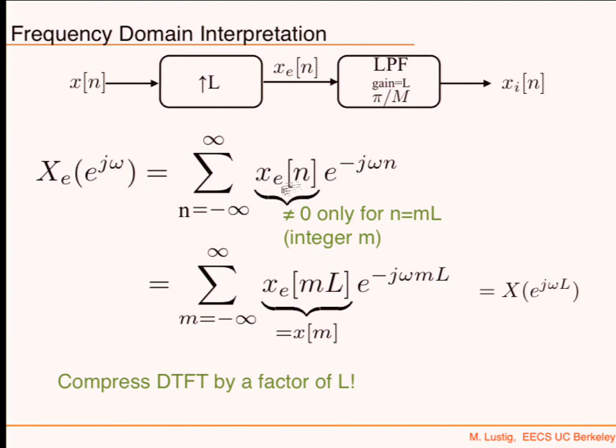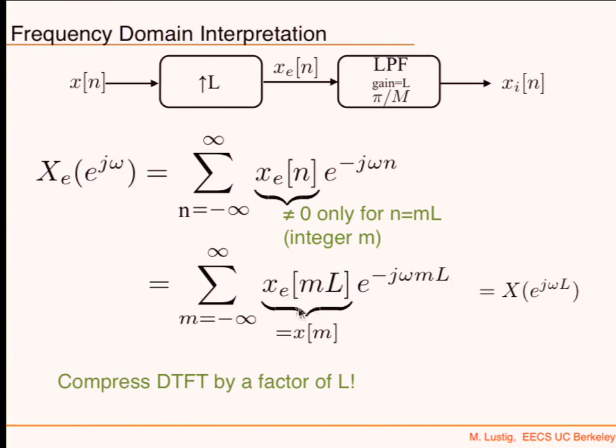That's why I picked those n and m. So it's only non-zero for n equals mL, so if you have integers m, I can sum over m from minus infinity to infinity of x[mL], and then e^(-jωmL). That's exactly the same thing.